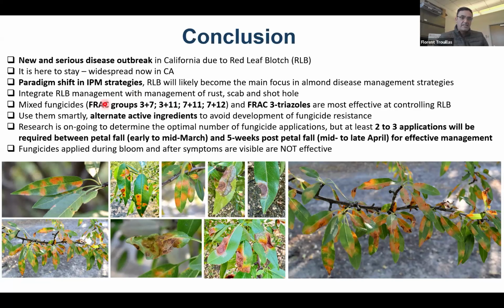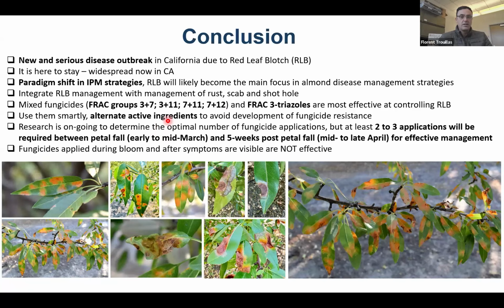Think of this again as an integrated approach. Any strategy to go after rust, scab, and shot hole using specific FRAC groups will also help with red leaf blotch. We're talking again about the FRAC 3 and 7 fungicides, the 3/11, 7/11, 7 and 12, and the fluorinated triazoles, which are the most effective. I mentioned a few products. Eight have been registered, so we're all ready to tackle red leaf blotch for this upcoming growing season.